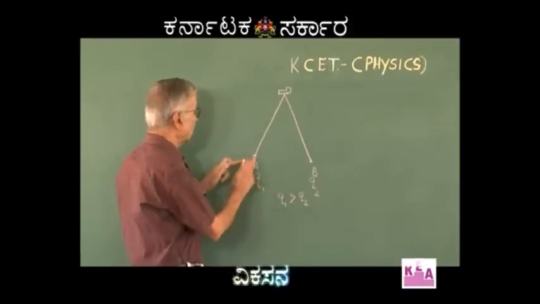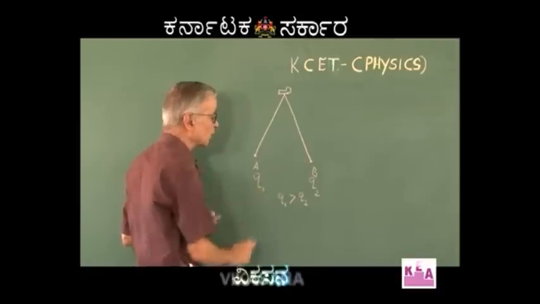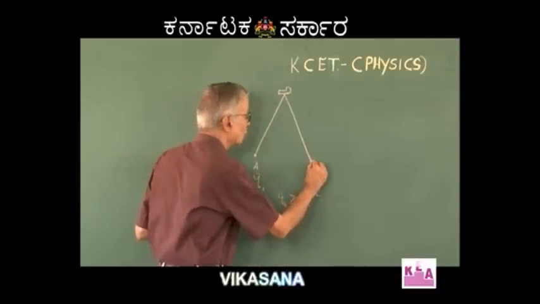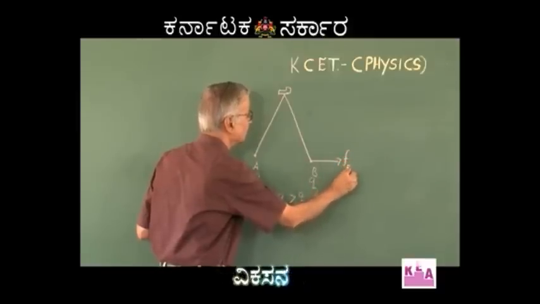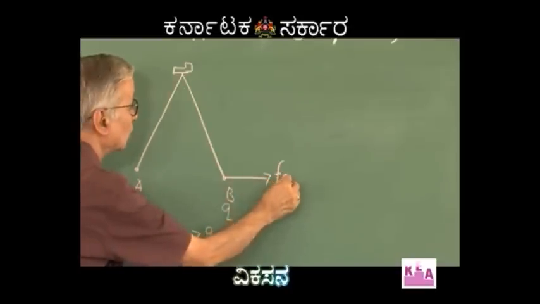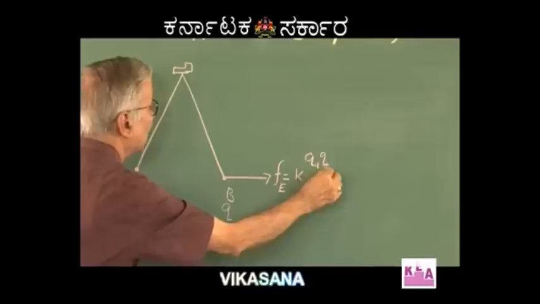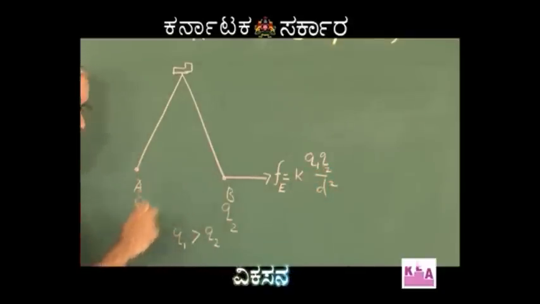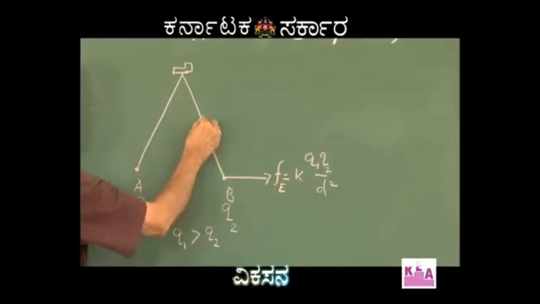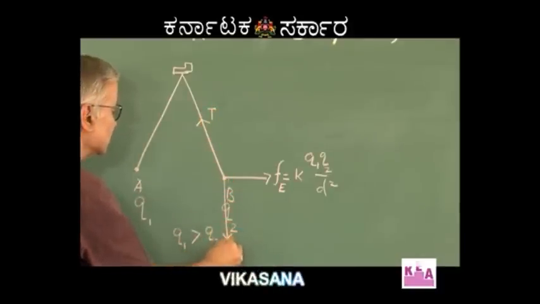Now, Q1 will repel Q2. Let us consider the equilibrium of Q2. Therefore, the electrostatic force exerted on B due to A is equal to K into Q1 into Q2 divided by D square, where D is the distance between A and B. Suppose T is the tension along the string and mg is the weight of the bob.